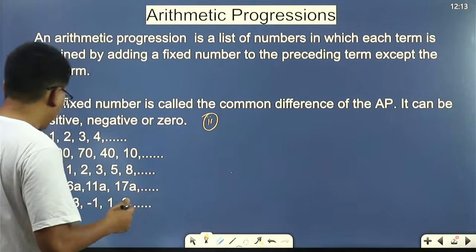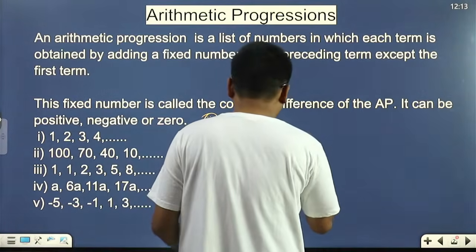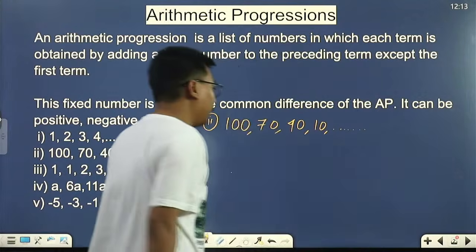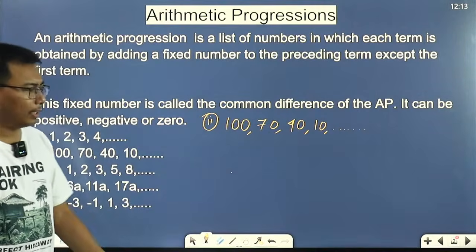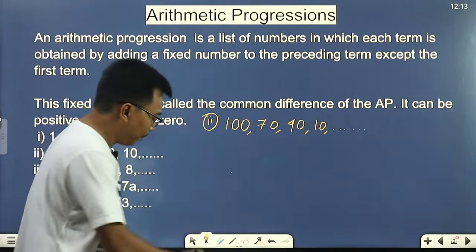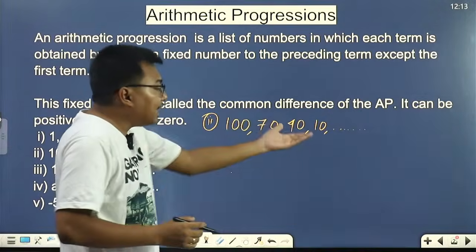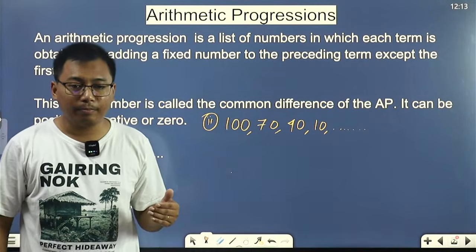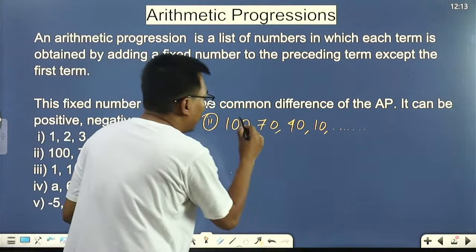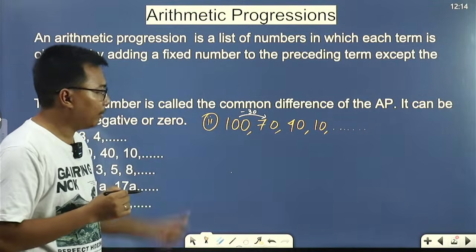Now, see, these are the numbers that we have: 100, 70, 40, 10, and so on. If you observe this list of numbers, what's happening here? Are these numbers increasing or decreasing? As you can see, these numbers are decreasing, right? Now, these numbers are decreasing by how much? These numbers are decreasing by 30.